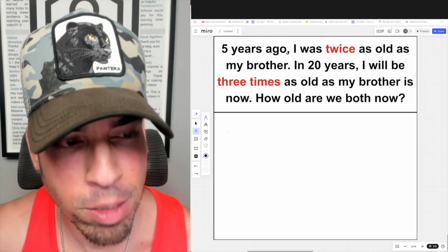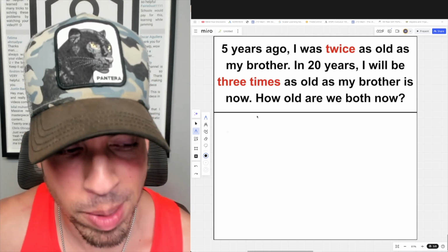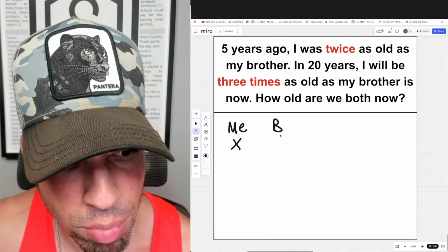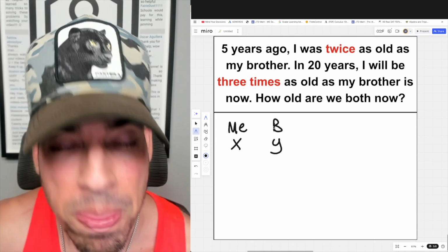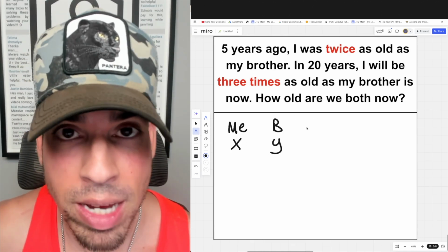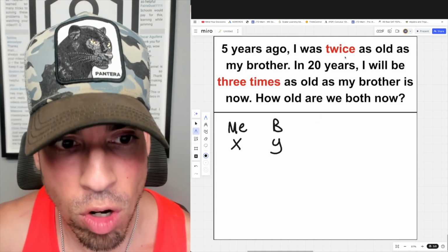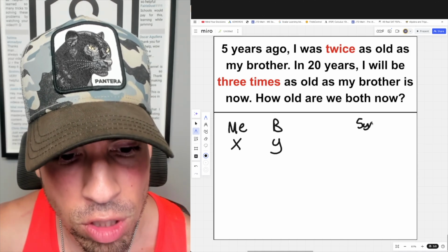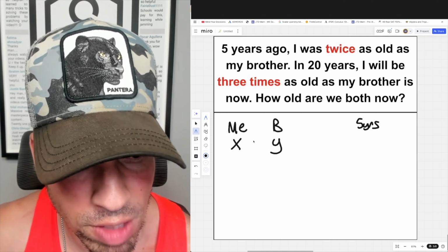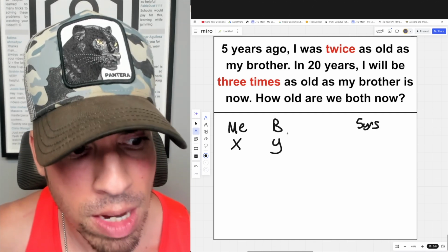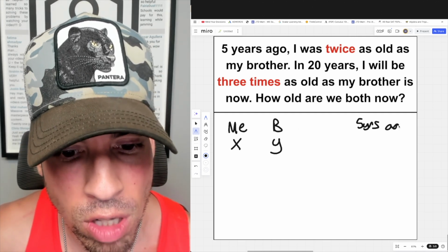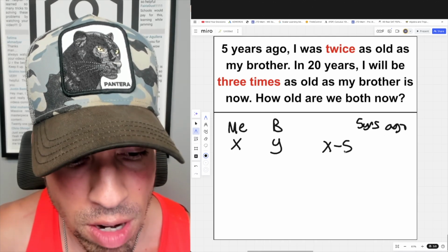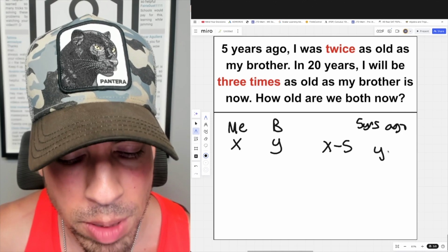So in this puzzle, it's speaking from the I perspective. So I'm going to say me will be represented as X and the brother will be represented as Y. And what we're going to do is create a system of equations in order to solve this. We have 2 different relationships. First, we have 5 years ago, and I'm going to get variable representations of each of these. X and Y is me and my brother now. So 5 years ago, me, X, will be X minus 5, current age minus 5. And Y will be Y minus 5.